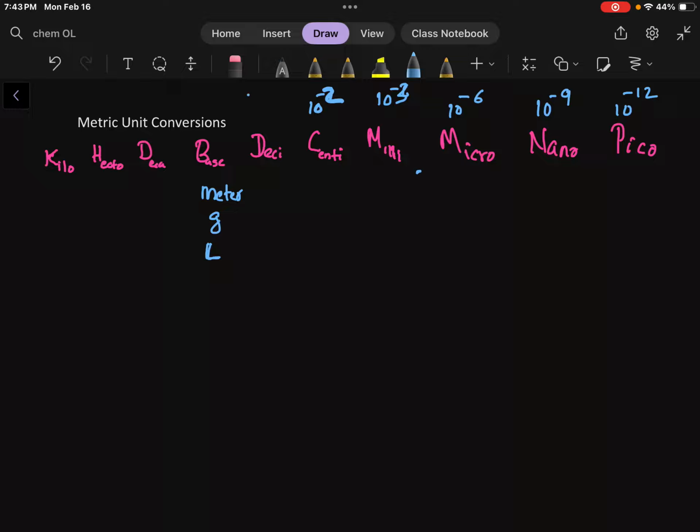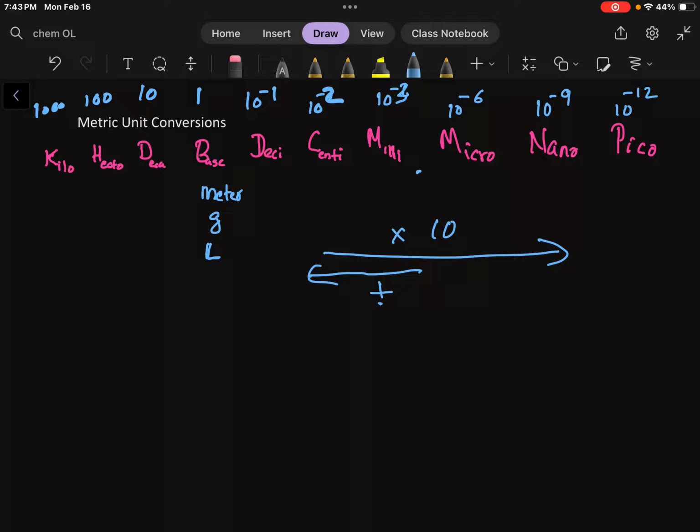This is negative 2, and this is negative 1, and this is base 1, then 10, then 100, and then 1000. Whenever you get a number, if you are going towards the right, you multiply with tens. If you are going towards the left, you divide with the tens. So these are the bigger units and these are the smaller units.